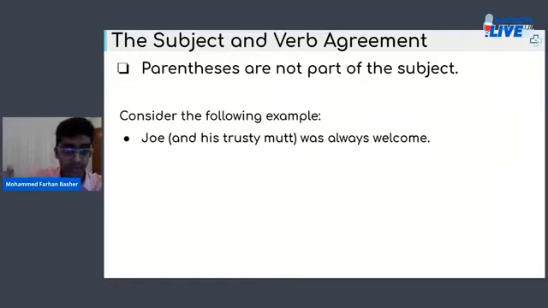However, if you were to lift the brackets and rather treat the bracketed information not as bracketed information, but a part of the main sentence, then of course, the verb would agree with the plural subject phrase, which would be Joe and his trusty mutt were always welcome. Okay? All right. So parentheses are not part of the subject. Any information you put within brackets right beside a subject is not to be taken into consideration by the following verb.